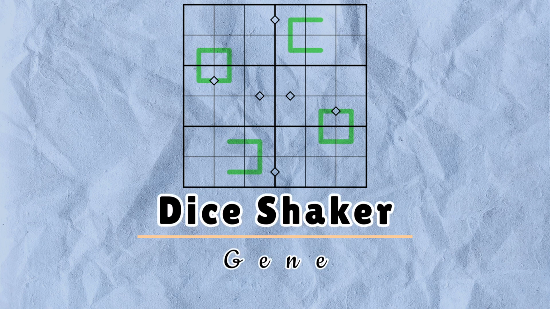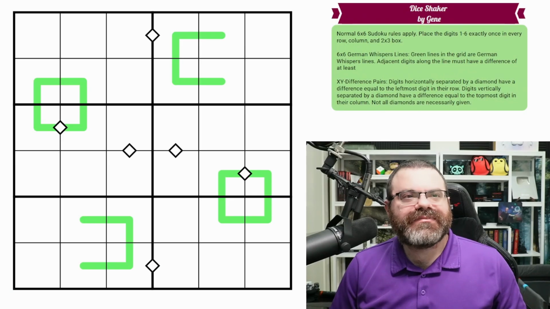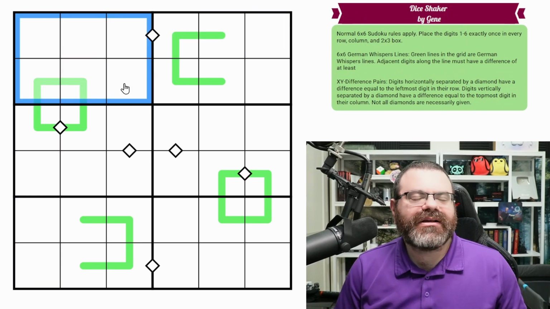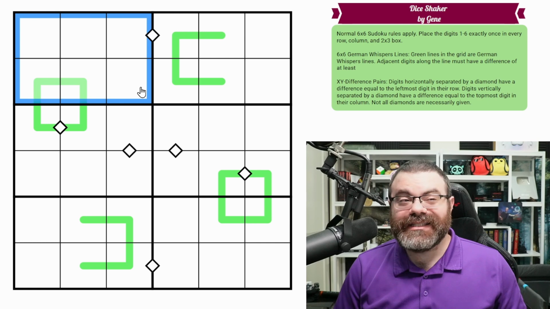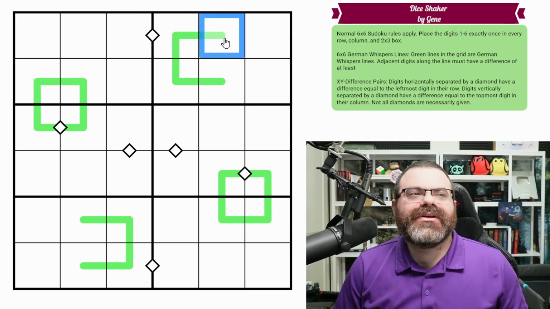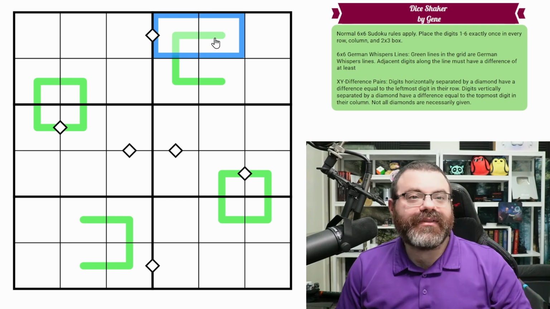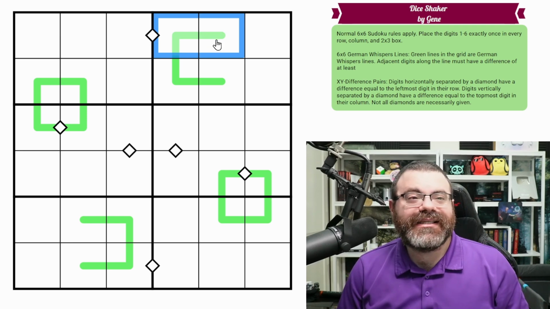Hello, let's continue our Sudoku adventure with Dice Shaker by Gene. So we have normal 6x6 Sudoku rules. That means in each row, each column, and each 2x3 box, we are placing the digits 1 to 6 exactly once each. We also have these green lines in the grid. These are German whisper lines. So adjacent digits on the line have to have a difference of at least 3.